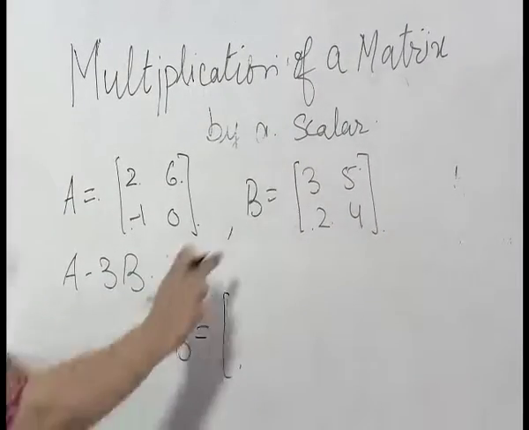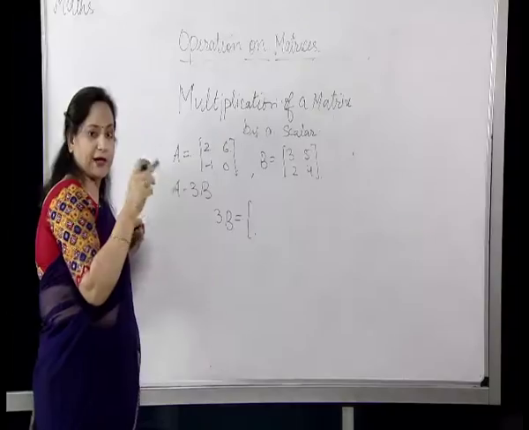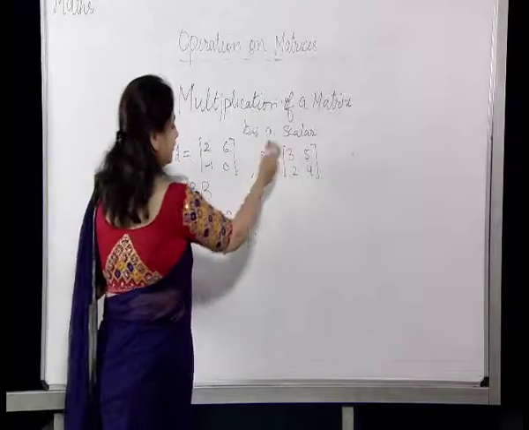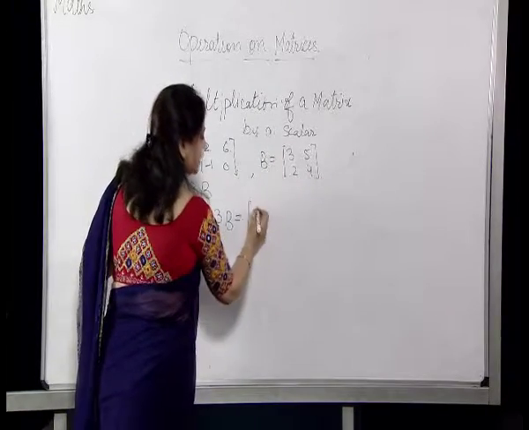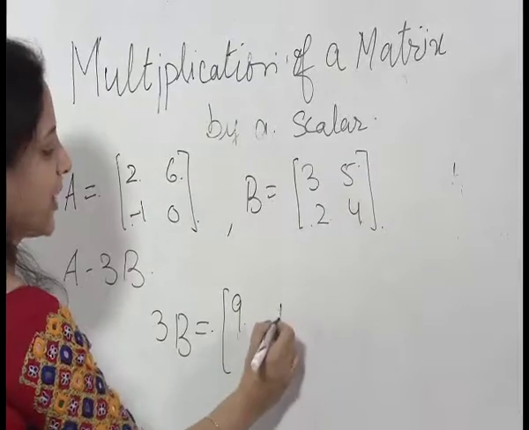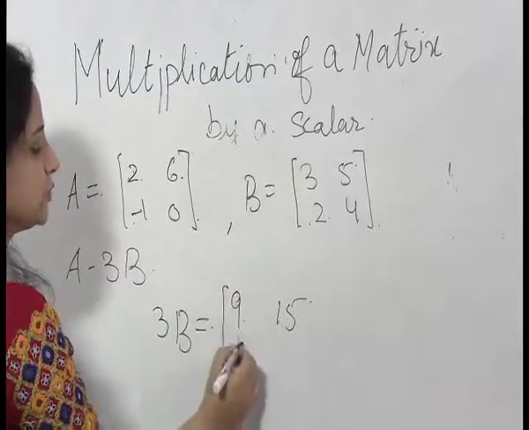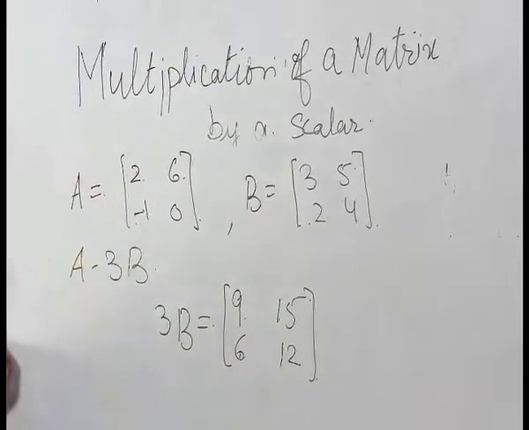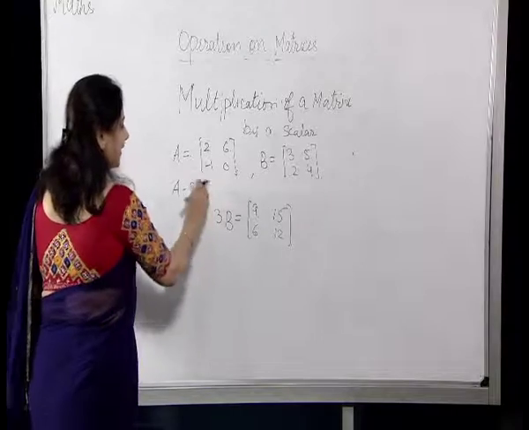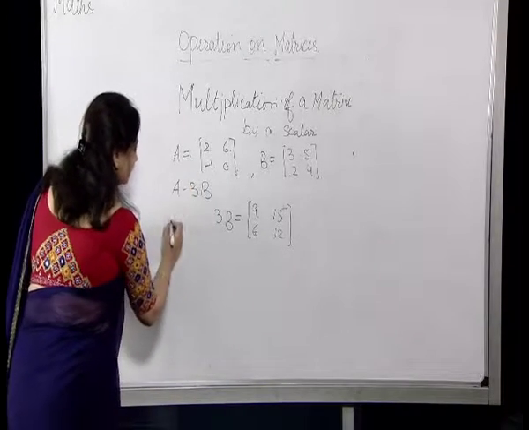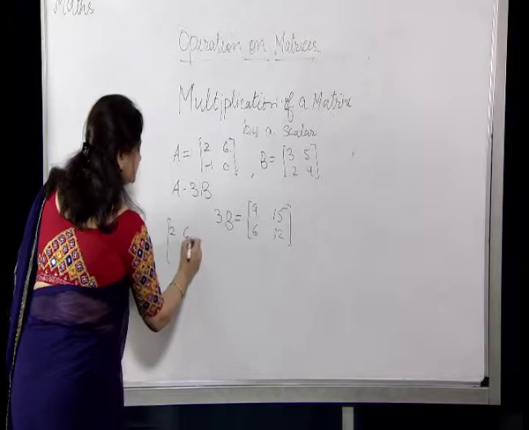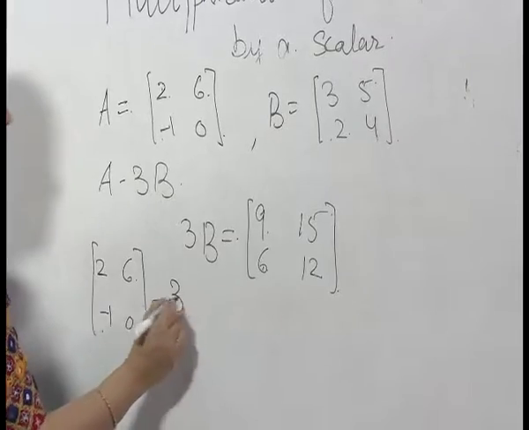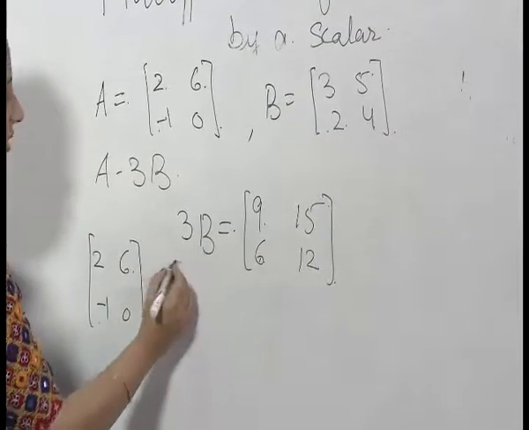3B means you are multiplying every element of B by 3. So what will be the resulting matrix? It will be 3 into 3, 9, 3 into 5, 15, 3 into 2, 6 and 3 into 4, 12. And now I have to find A minus 3B. So A will be this matrix, minus 3B will be this matrix.